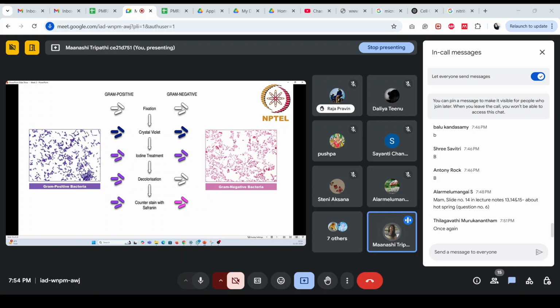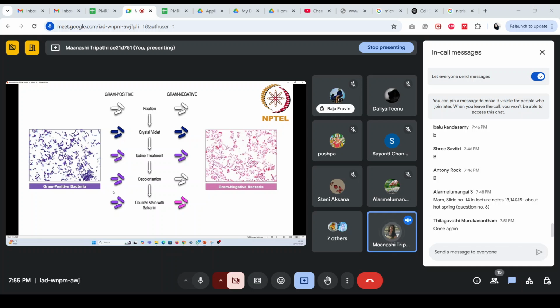So in this figure you can see, in the first process, when fixation is there, fixation means just the heating, just 2 to 5 seconds of heating, both of them are transparent. Secondly, we applied crystal violet, that is the first stain, so both the bacteria will get this blue color. Then next is iodine treatment, which is also used for fixing the color. Then both of them will get this purple color.